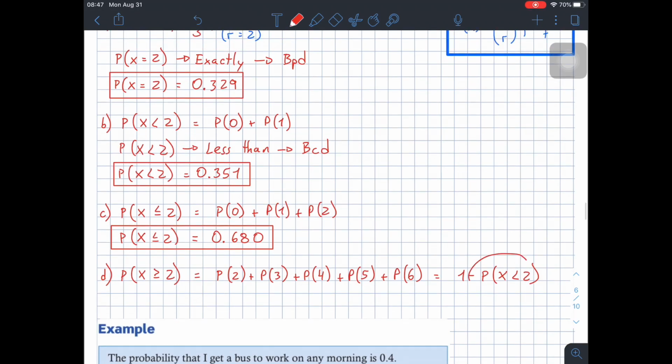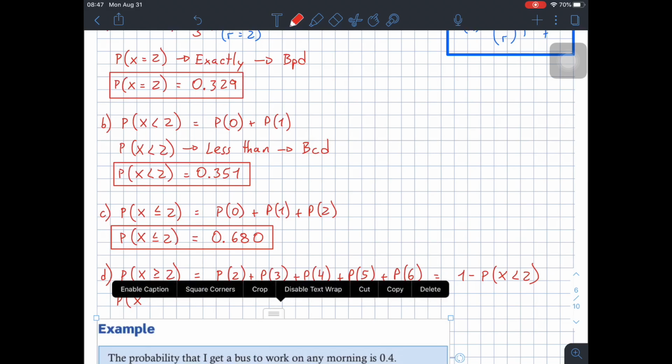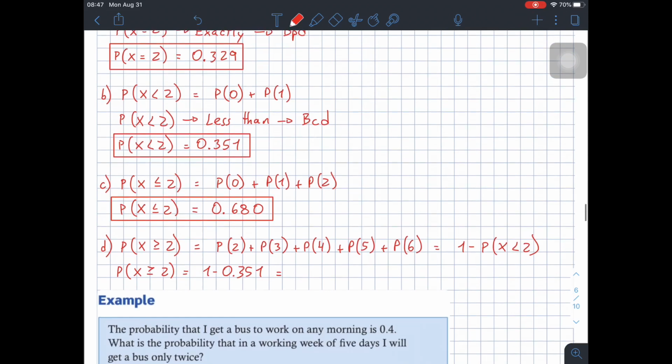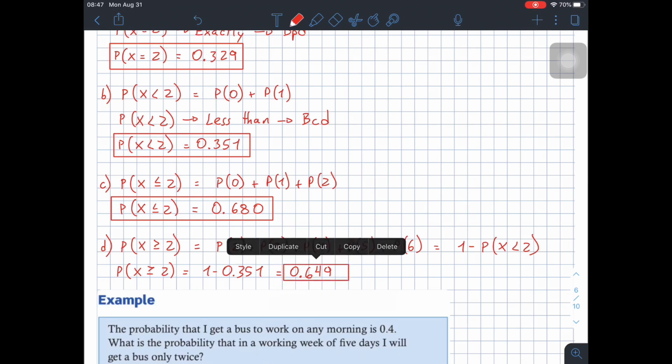And actually we have already calculated this value, which is this one over here. So the probability of x being greater or equal than 2 is 1 minus 0.351. And 1 minus 0.351 is 0.649. So this is a probability of x being greater or equal than 2.